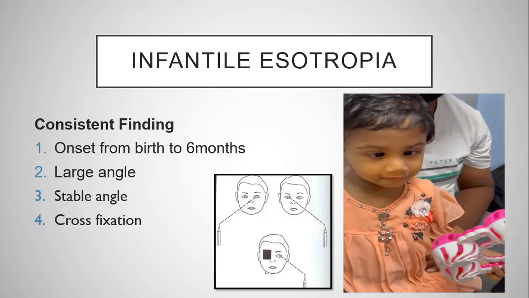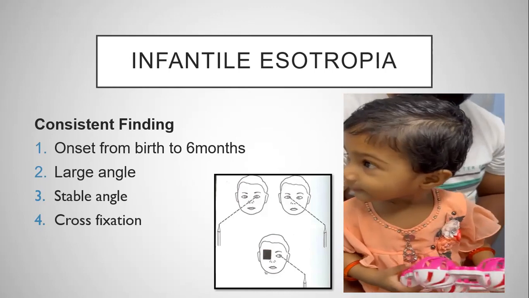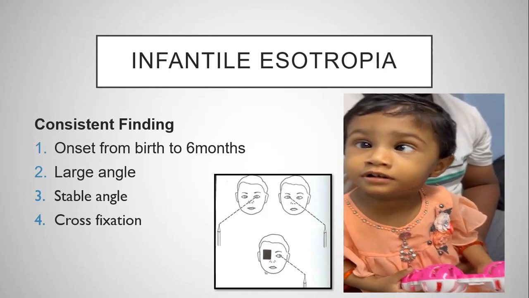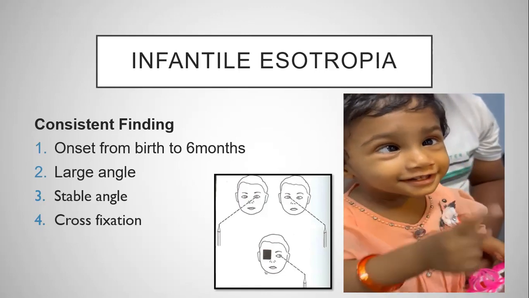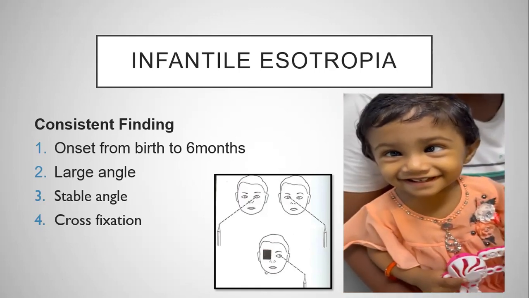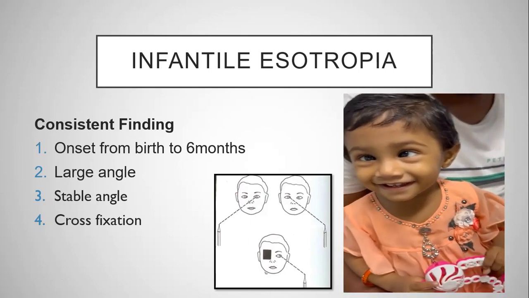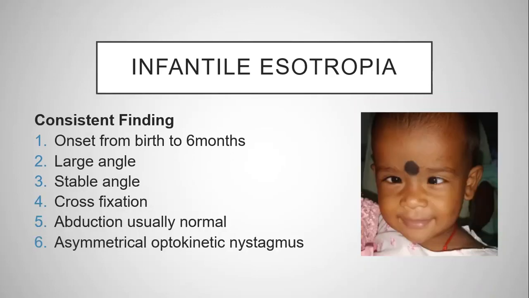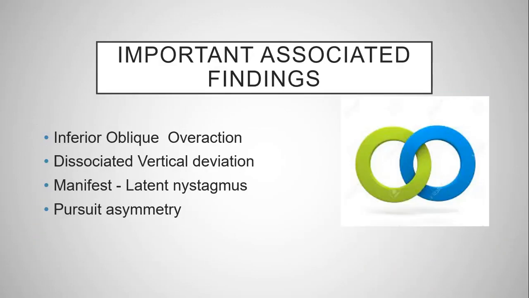When the target is on the nasal side, she is using the right eye, and when the target is on the other side, she is using the left eye. That is called cross fixation. And there is no abduction restriction. There is asymmetrical optokinetic nystagmus. Important associated findings are inferior oblique overaction, dissociated vertical deviation, nystagmus, and pursuit asymmetry.